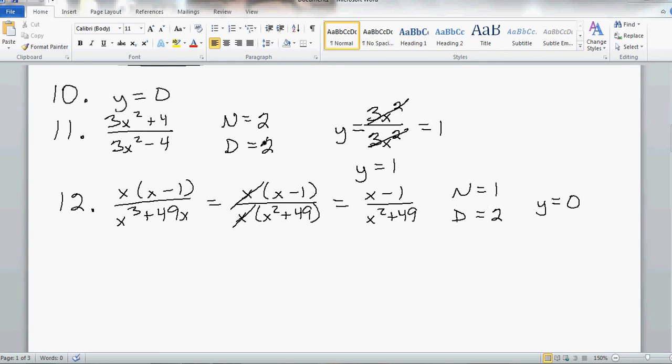Once again, if the degree of the numerator is equal to the degree of the denominator, you take the two leading terms, simplify those as much as possible, and then it's y equals whatever they simplified to. If the degree of the numerator is less than the degree of the denominator, then it's y equals 0, or in other words, the x-axis.